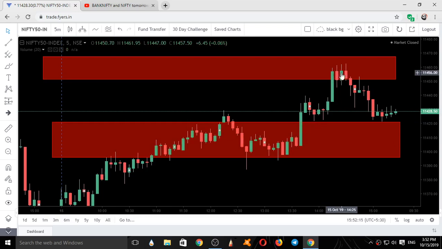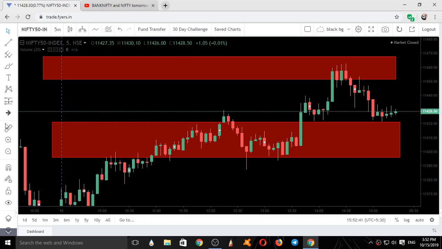Now it went up, it couldn't move any further, and it came down. While coming down, it once went up, took resistance from this zone, and came down. Finally, this down move came and settled over the upper end of this zone. It exactly took support and settled over this. So this was the intraday movement.